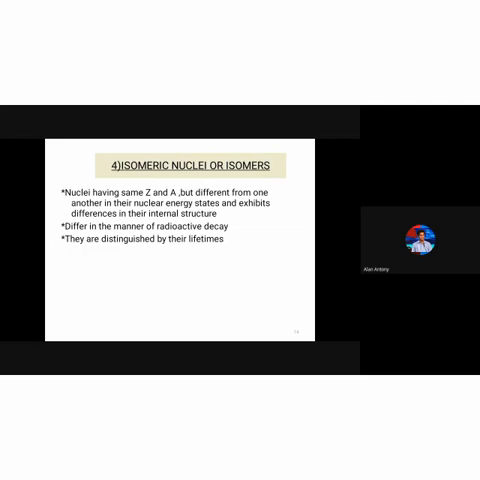Next is isomeric nuclei or isomers. They are nuclei having the same atomic and mass number, but they differ from one another in their nuclear energy states, and they also have a difference in their internal structure. The difference is in the manner of radioactive decay, and they are distinguished by their lifetimes.